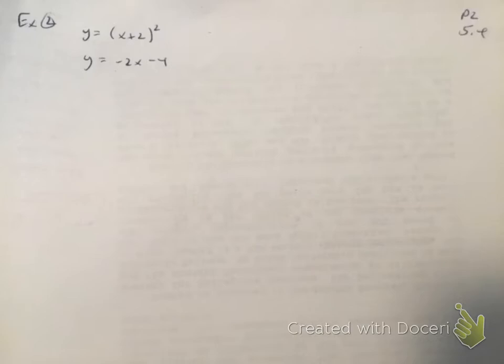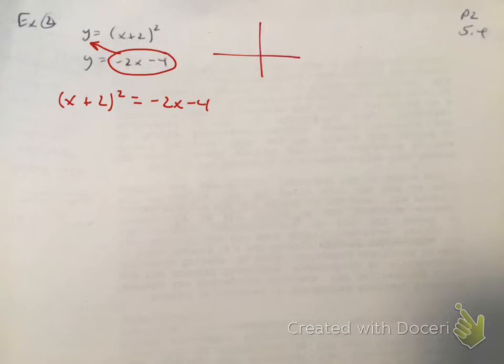So we're going to substitute this in place of the y that you see right here. And I'm going to have x plus 2 quantity squared is equal to negative 2x minus 4. Just for review purposes from previous chapters, this is a quadratic that is shifted to the left 2. And this is going to be some line that's going to do something like this.